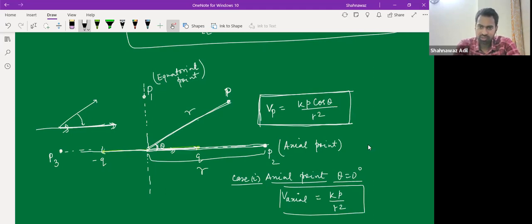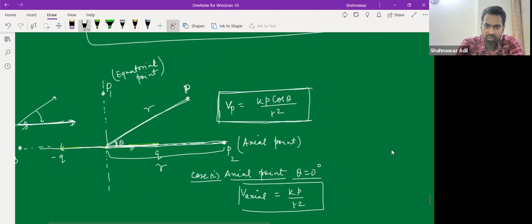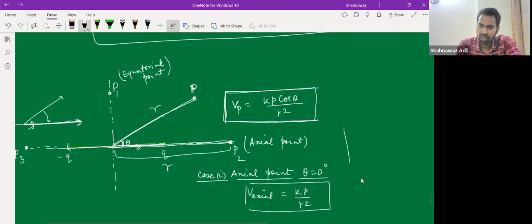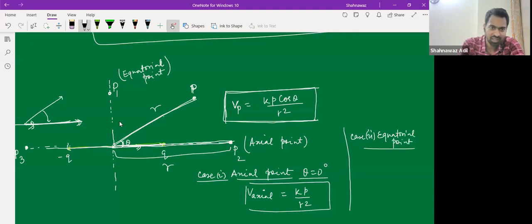Okay, and the second case. Case second, I have the equatorial point. So you guys don't fumble this time. What is the angle? Theta is how much? 90 degrees. Yes, absolutely right, guys. Mariam, you are also correct. So this theta is 90. So what would be cos 90?